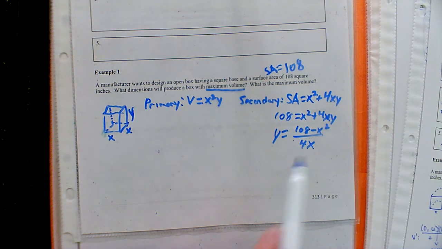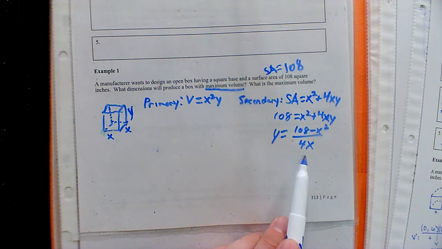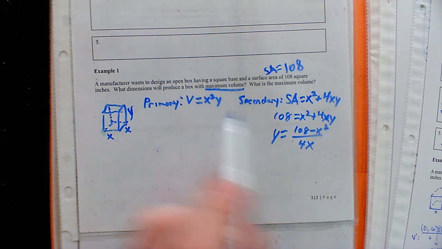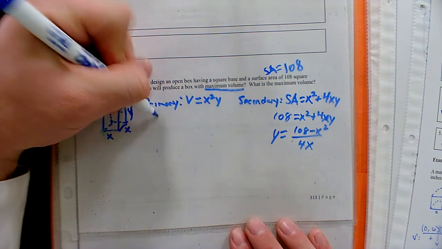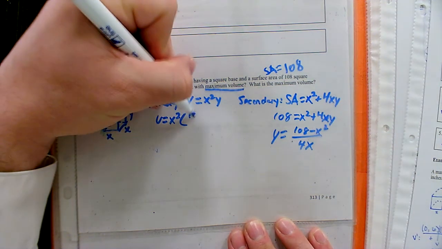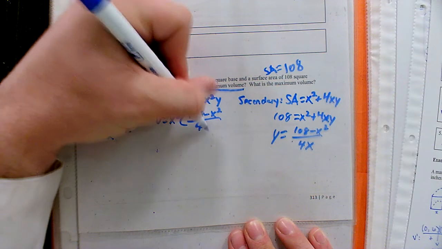So if you want to go through the steps on your own, you can, or you can look up here after solving it. You get y equals 108 minus x squared divided by 4x. So this is what we have to plug in for y now. Volume equals x squared times 108 minus x squared divided by 4x.